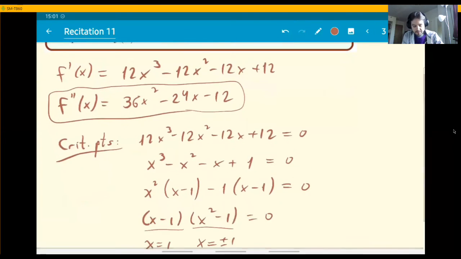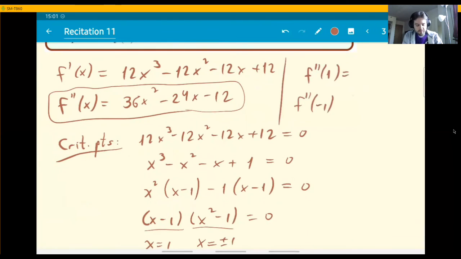F double prime of 1 and minus 1. F double prime of 1 is 36 minus 36, 0. F double prime of minus 1 would be 36 plus 24 minus 12. So we don't actually need to know the exact value, but it's clear it's going to be some positive number. So from here, only at minus 1, the test is going to be conclusive.